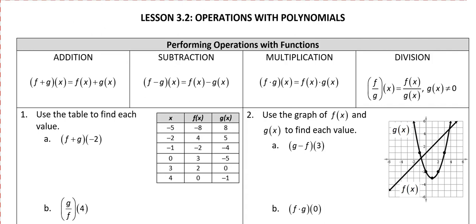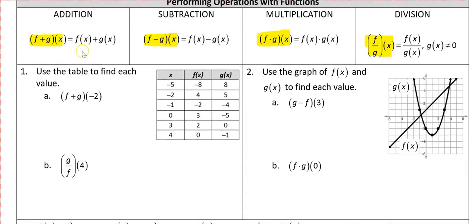So this first notation, notice it says f plus g of x. This just means that we add f and g. And same thing with subtraction, and multiplication, and even division. Now, one thing we do want to be careful of with division is that when we divide, we can't let g of x, which is the denominator, be 0. We'll talk more about division later, but for most part, we're going to work with addition, subtraction, and multiplication today.